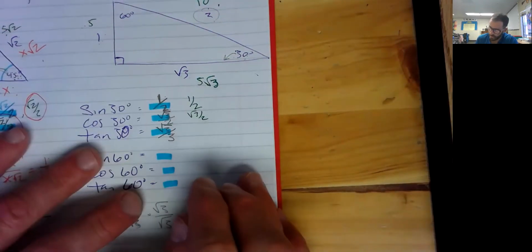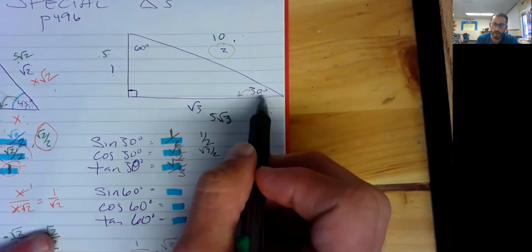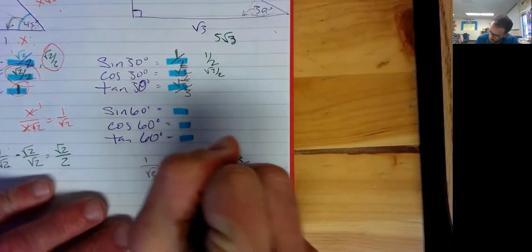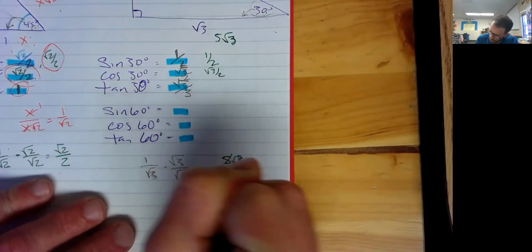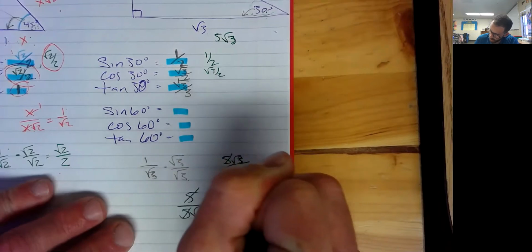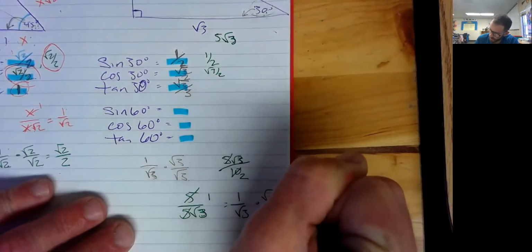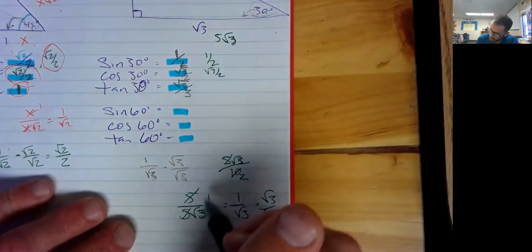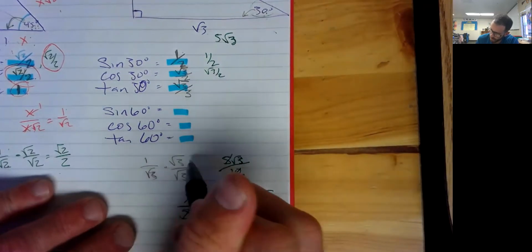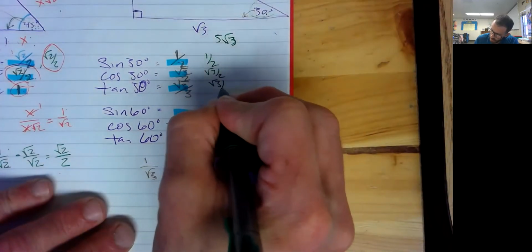Tangent. Let's do some math. Opposite over adjacent, right? For the 30 degrees. Opposite over adjacent. 5 and 5, we get 1 over rad 3. I don't like the rad 3. Multiply by itself over itself. What do I get? Same as up here. Rad 3 over 3.